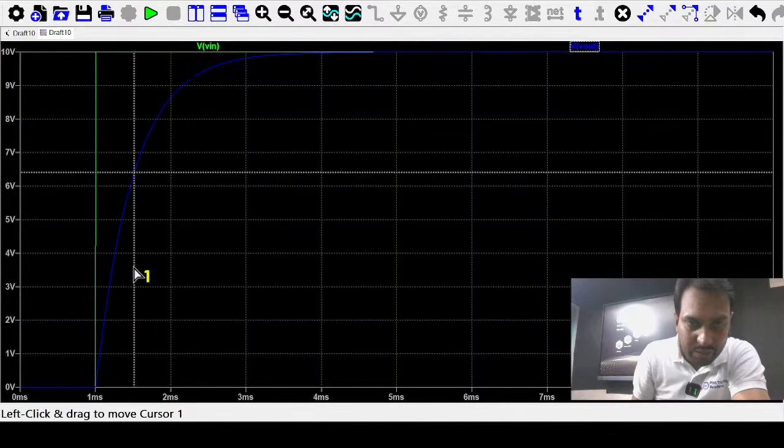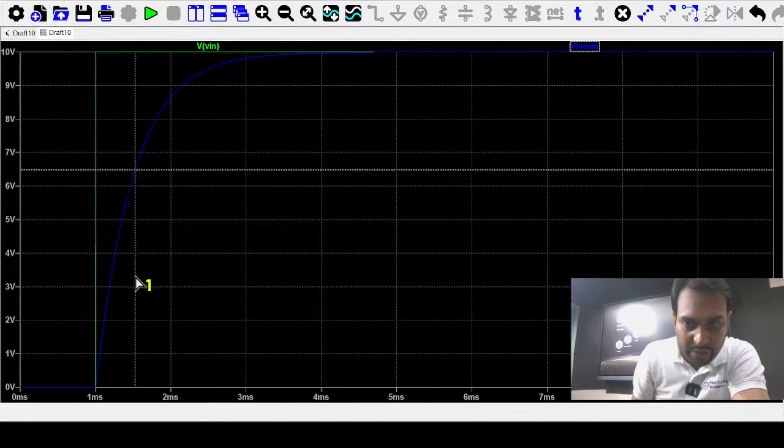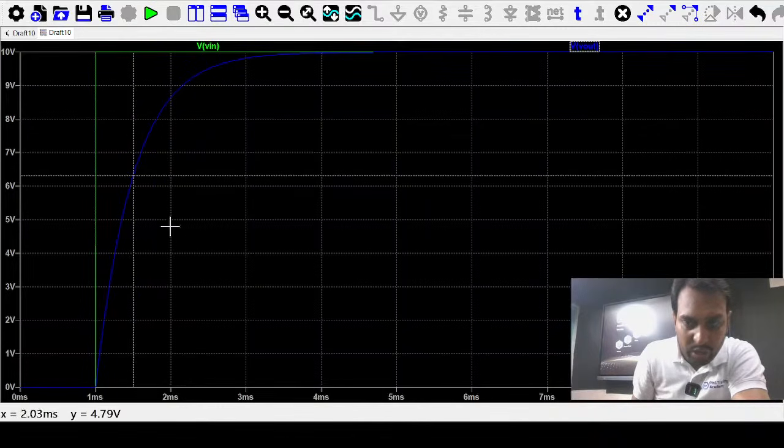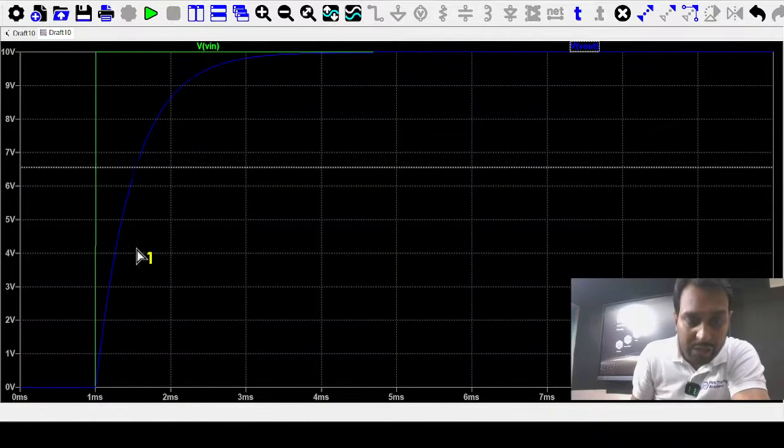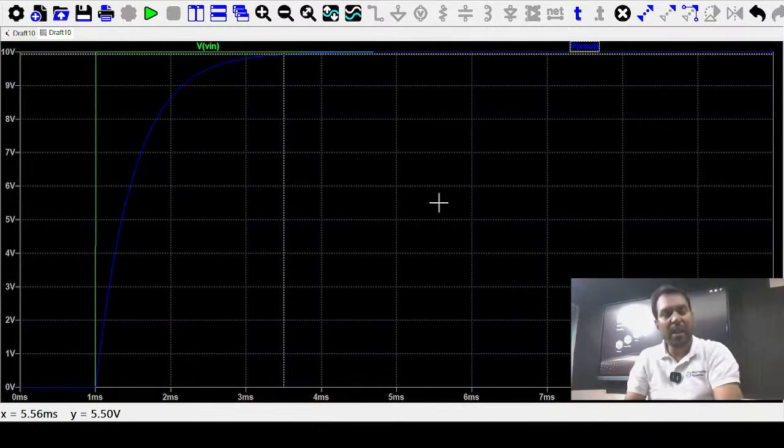So this is 0.5 tau, that is 1.5 millisecond, so nearly at 1.5 it is 6.3 volt. And if you talk about 5 tau, it means 5 into 0.5 millisecond, that is 2.5. After 1 millisecond, that is 2.5 becomes 3.5. If you are thinking at 3.5, it is nearly about 9.9 there. So this is the way you can understand.